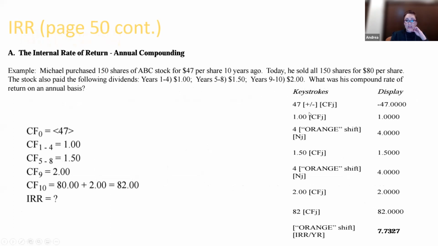So $47 is the amount that he initially paid. And then he had the dollar in dividends for 4 years. Then he had the $1.50 for 4 years. He had $2, and then he sold it for $82, or at the end it was $82, and you're solving for IRR. So I wanted you to see how that will look if you had multiple cash flows, and how you would use the timeline.